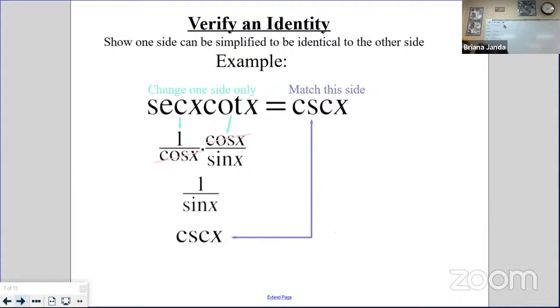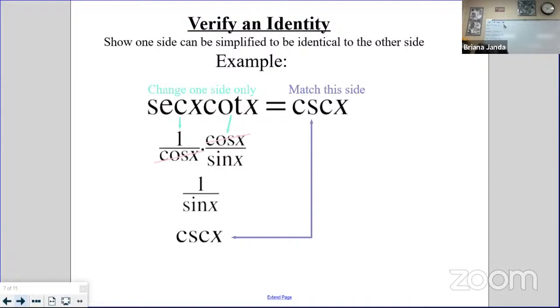So what does it mean to verify an identity? The thing about verifying an identity is, I hate to say this because some of us have some not great memories of this, but it's just like verifying when we talked about first semester. They're telling us the answer. We show the work to show that it's true. Similar to a proof in geometry. You don't get to skip steps, okay?